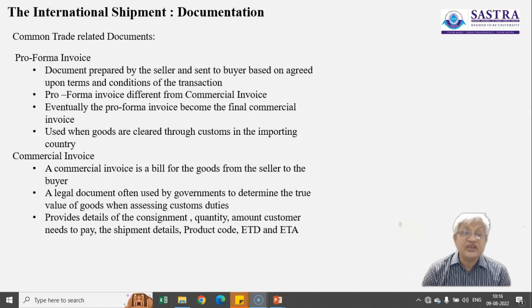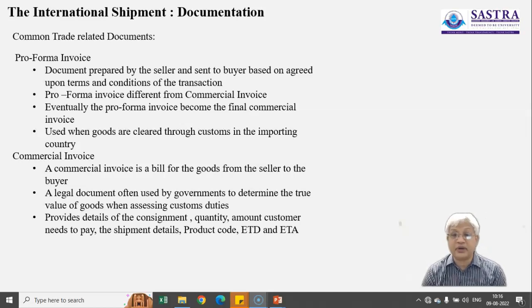With this, let's see what is in front of you. A commercial invoice is a bill. It's also a legal document often used by governments to determine the true value of the goods when assessing customs duties. As I've already informed you, the importance of mentioning the code and the technical details shipped to the customer. It provides details of the consignment: quantity, the amount to be paid, the shipment details, the product code, and the ETD and ETA.